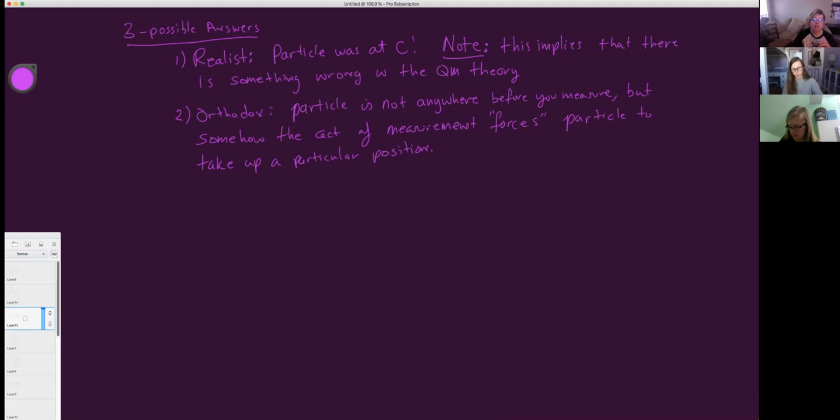But think about this for a minute. This is weird, right? This is saying the particle is not anywhere at all, right? If orthodox was true, it would say there's nothing wrong with quantum mechanics. Quantum mechanics is literally telling you that this particle is not anywhere in particular, right? And it doesn't really have a position at all until you measure it. Okay, so that's some of the weirdness. That's the first glimpse at the weirdness of quantum mechanics.